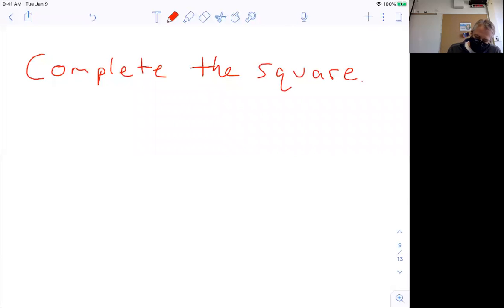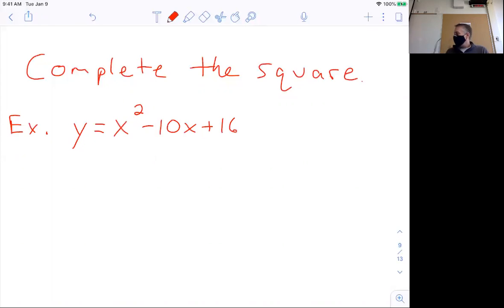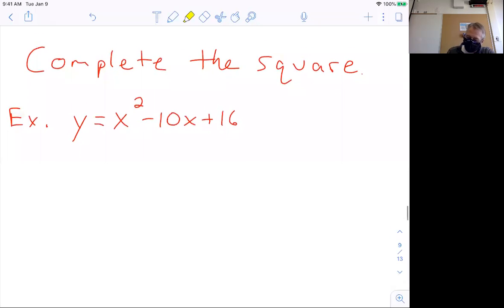So for example, if I had the equation y equals x squared minus 10x plus 16, okay? That's a parabola. That's in standard form. Y equals x squared minus 10x plus 16. I want to write that in vertex form. So to write it in vertex form, we complete the square.